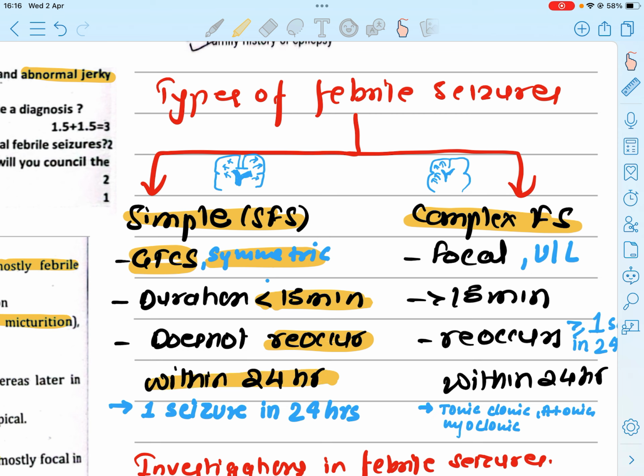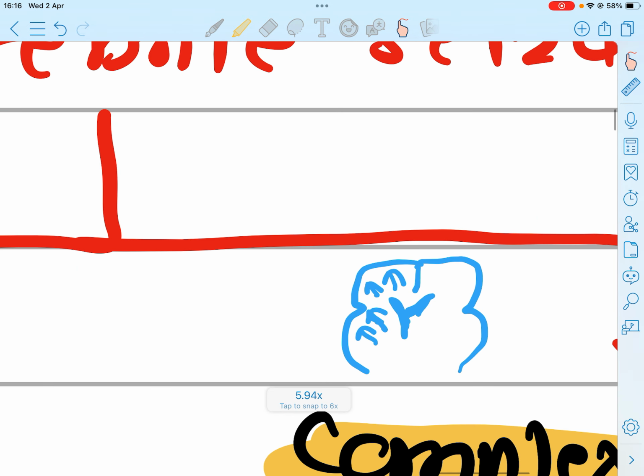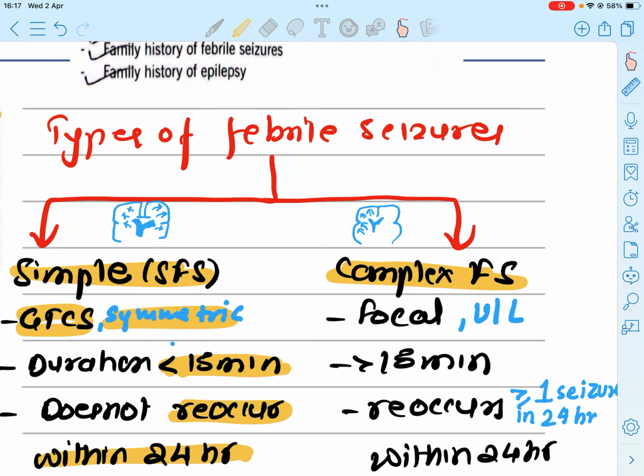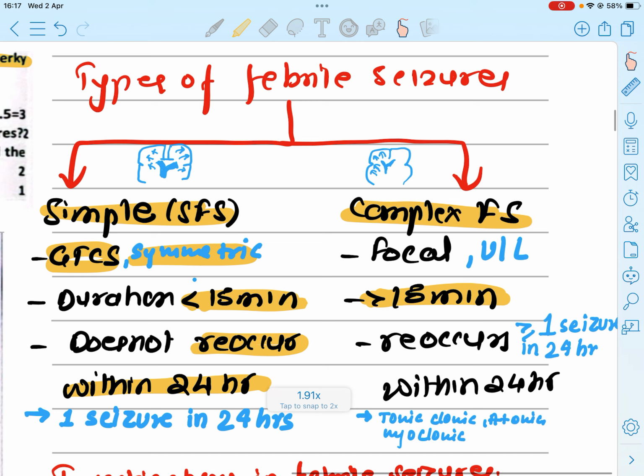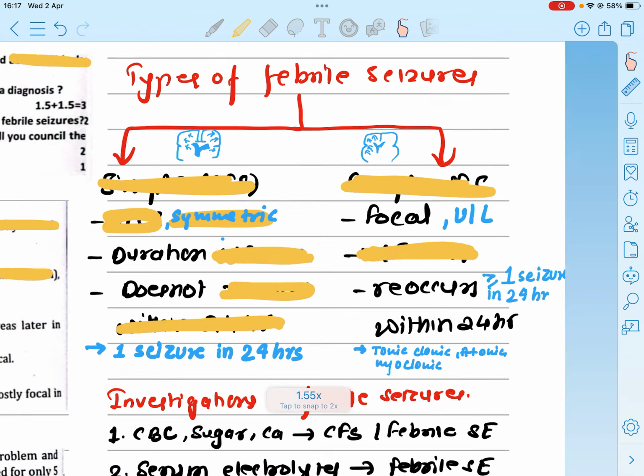While in complex febrile seizure, it is focal, meaning it is limited to only one side of the hemisphere, it is unilateral and lasts more than 15 minutes, and it reoccurs, meaning in 24 hours there will be more than one seizure, and there can be tonic-clonic, atonic, myoclonic types of seizure.